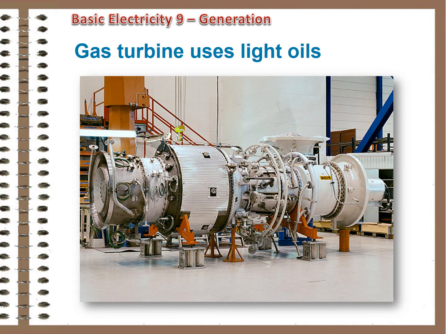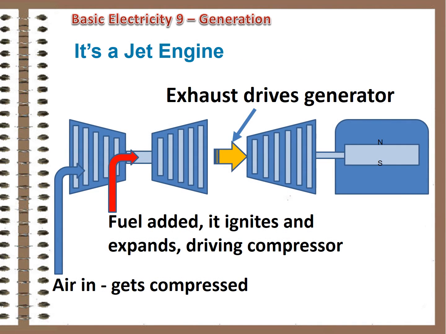Lighter oils, similar to kerosene, are used to fuel gas turbine generators, which are used in a couple of ways in generation cycles. A gas turbine generator is essentially a jet engine, using the force of its exhaust to spin the blades of a turbine and rotate a magnet inside a coil of wires.